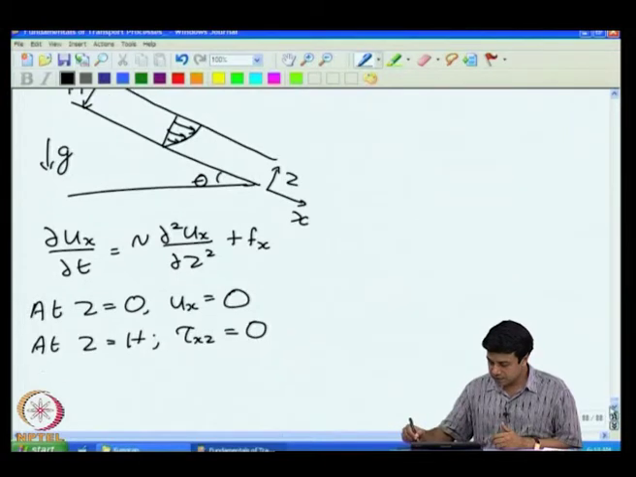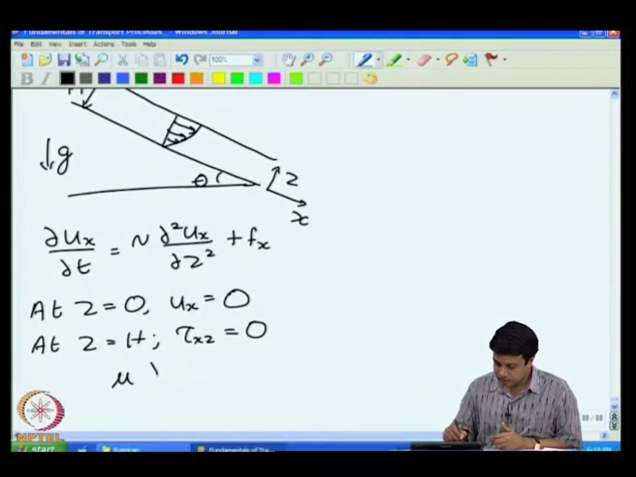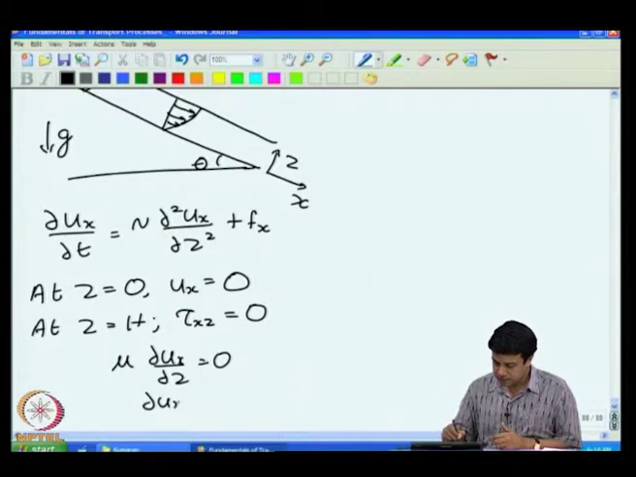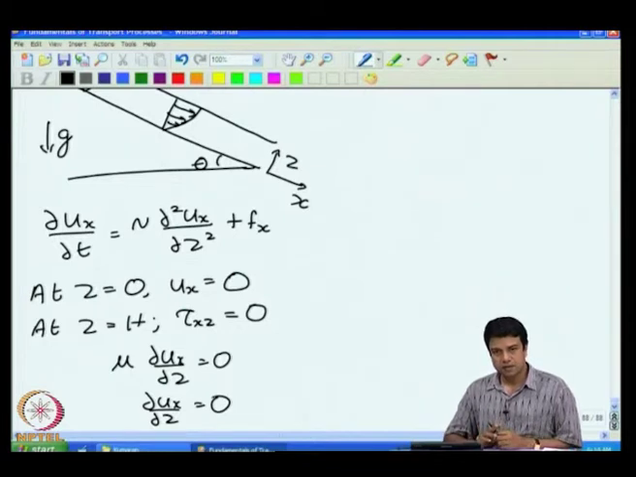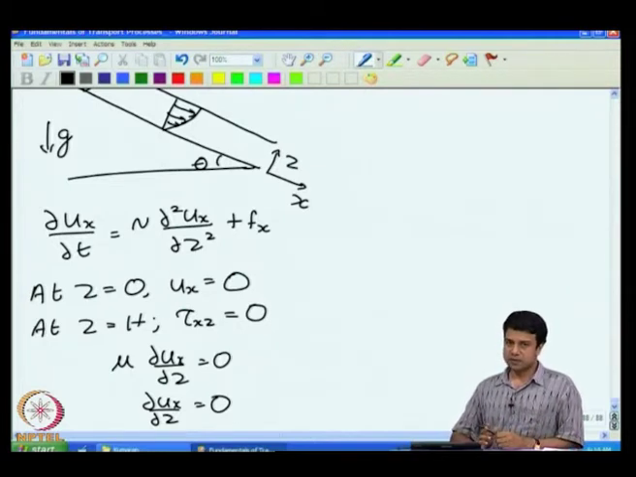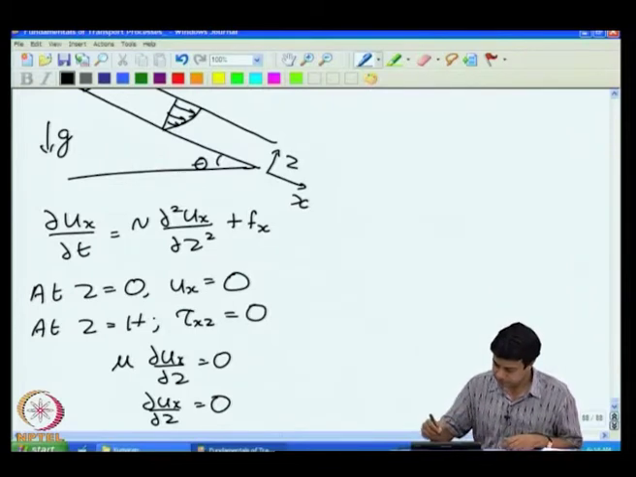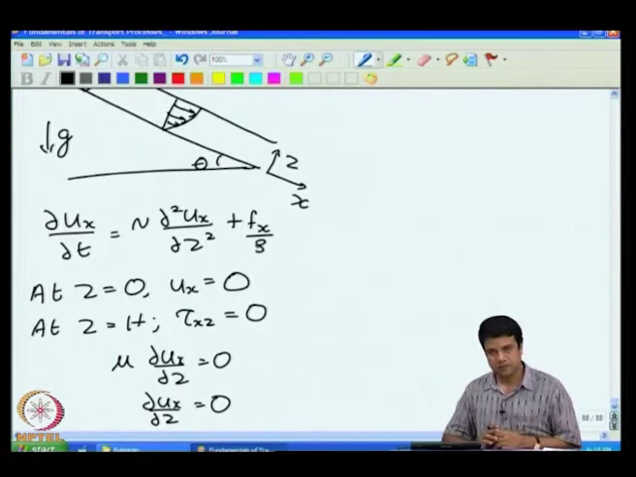Tau xz equal to 0 implies that mu times dux/dz is equal to 0, or the boundary condition is dux/dz = 0. So, the derivative of the velocity with respect to z has to be 0 at the top surface. I should put in f(x)/rho, the force per unit volume.